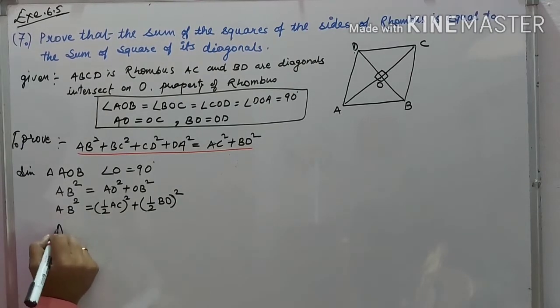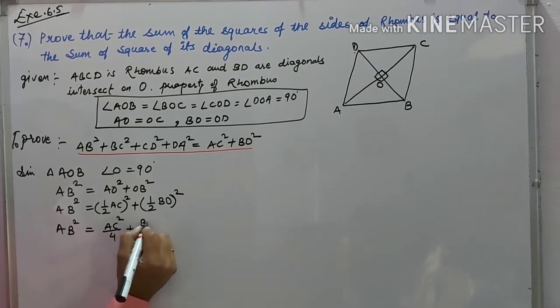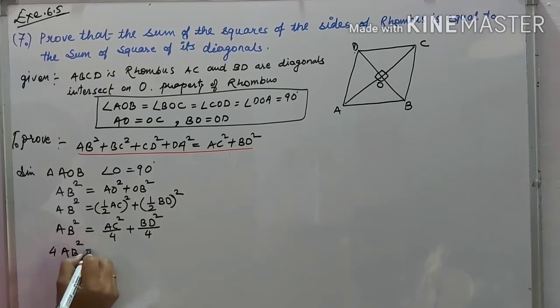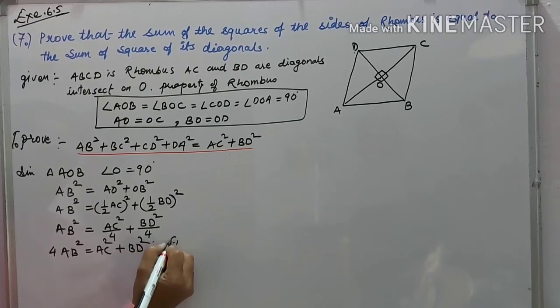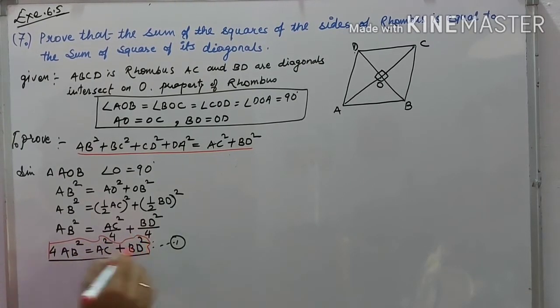Now solve. AB square is equal to AC square upon 4 plus BD square upon 4. The 4 will be transferred. It means 4AB square is equal to AC square plus BD square. This is equation 1. Similarly, you solve the others.